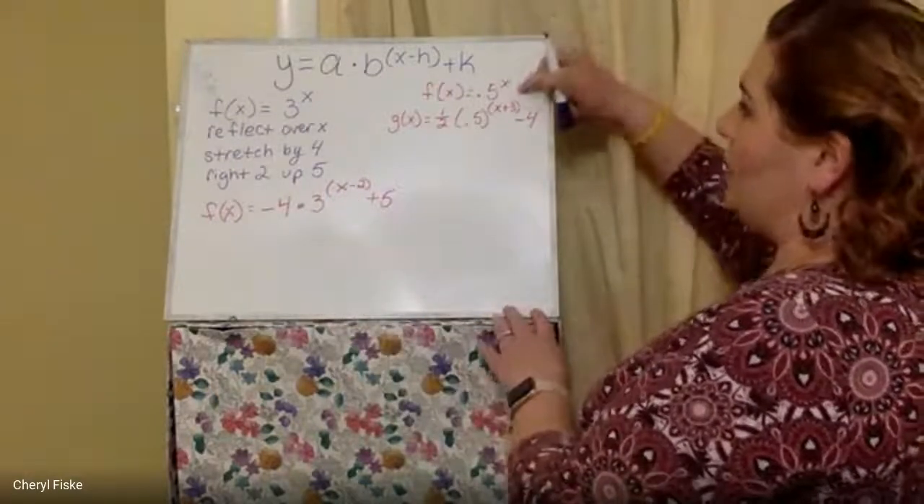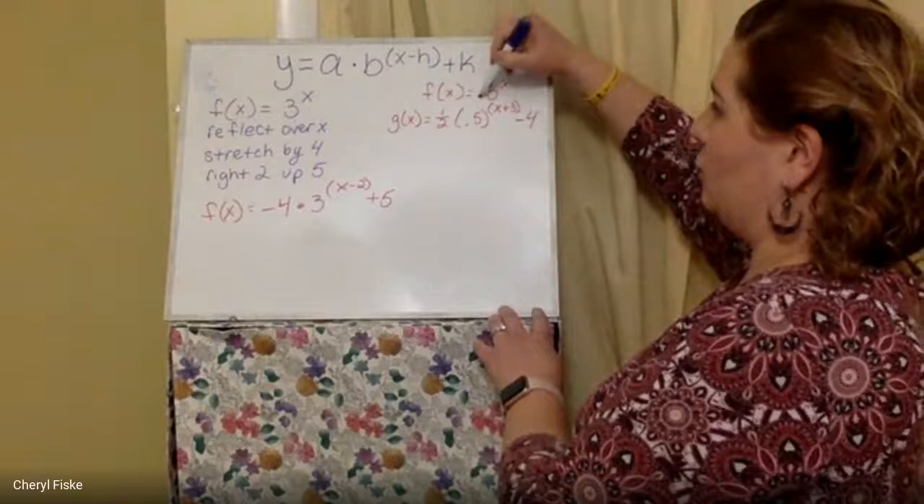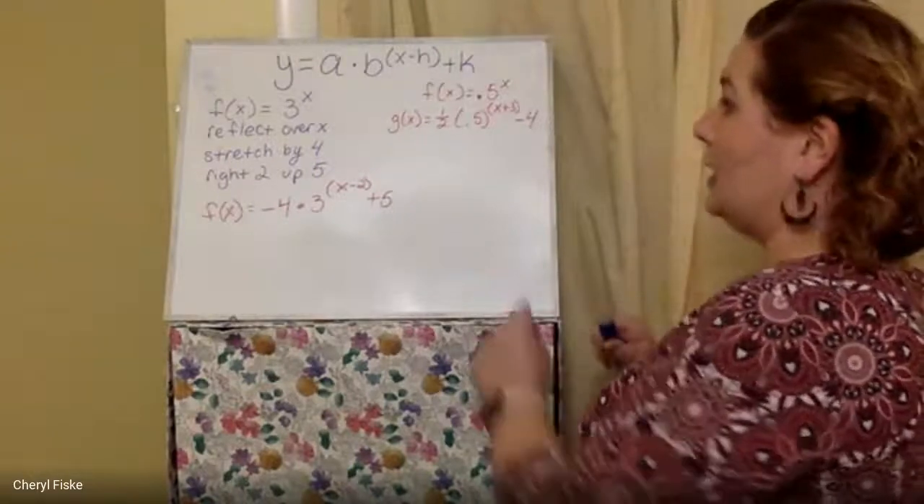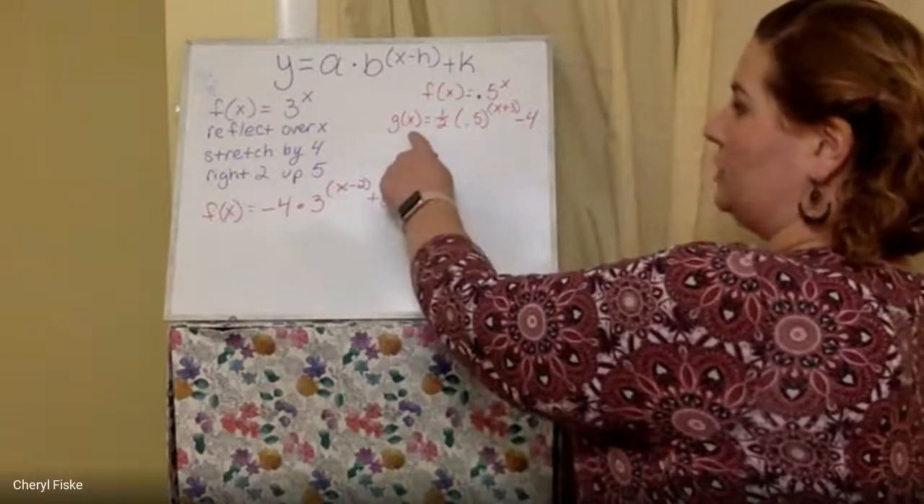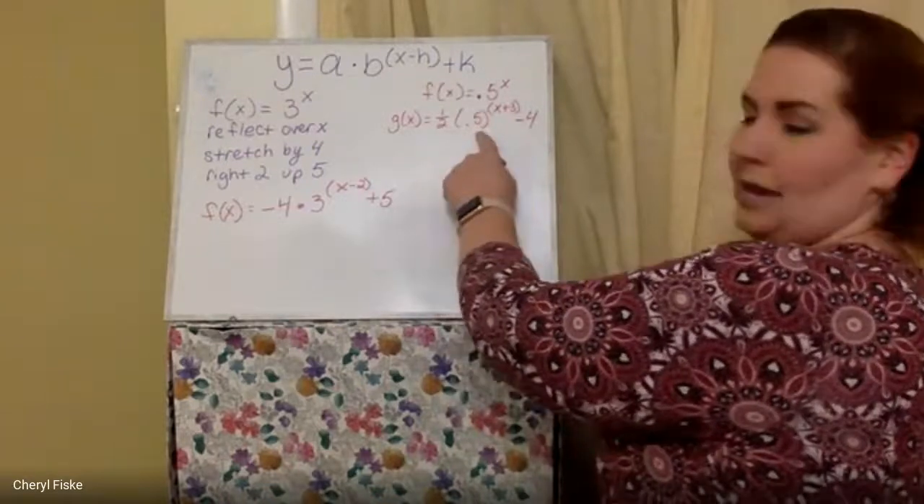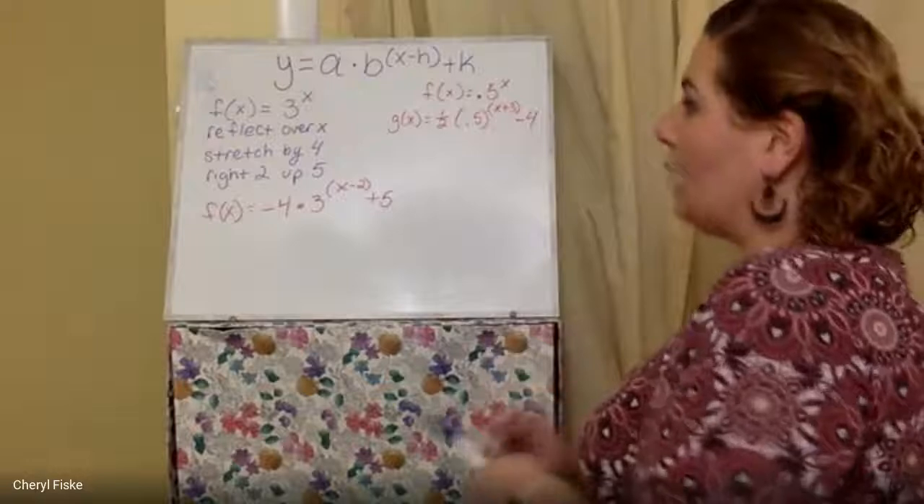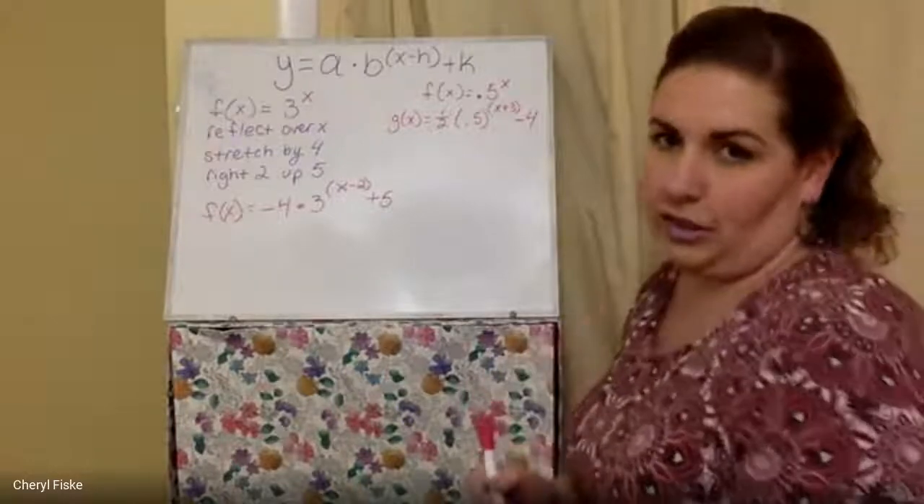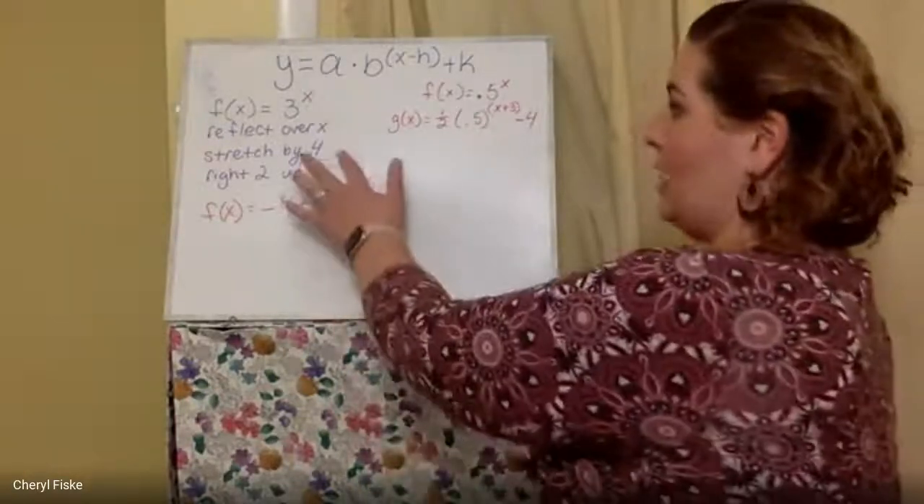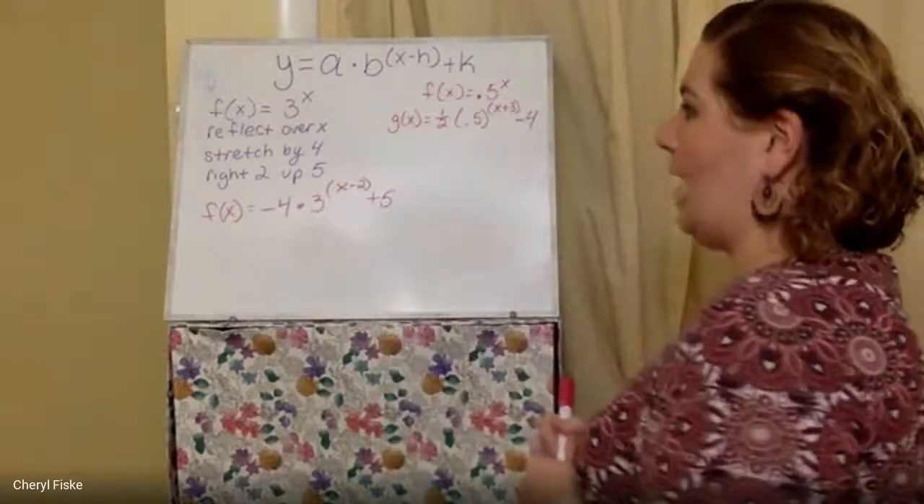Now this one, here's my new parent function. F of x equals 0.5 to the x. And now here's my new function. G of x equals a half times 0.5 to the x plus 3 minus 4. And what I want to do is describe the transformation. So now I want to go that opposite direction. So tell me what happened.